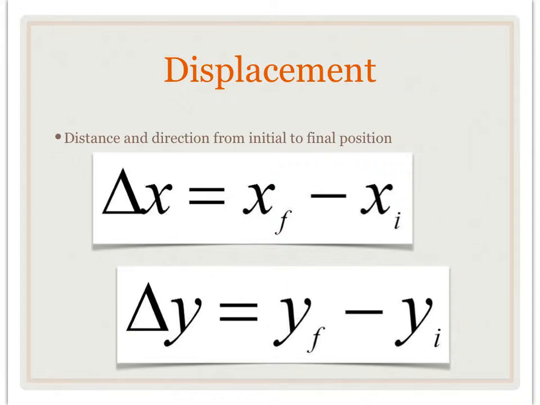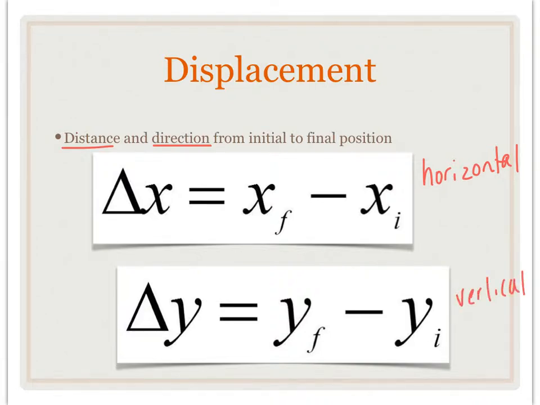Okay, so one of the first vocabulary words that you're going to learn in this chapter is displacement. Displacement is the distance and the direction from initial to final position. So you do need to write these two equations down. This top one is specifically for horizontal motion, and so that's why it's labeled as an X. X is horizontal. Y is then for vertical motion.